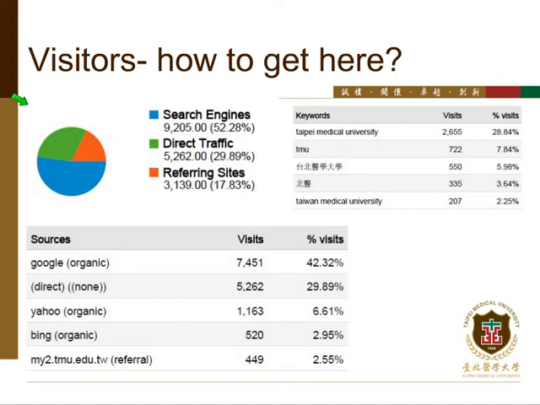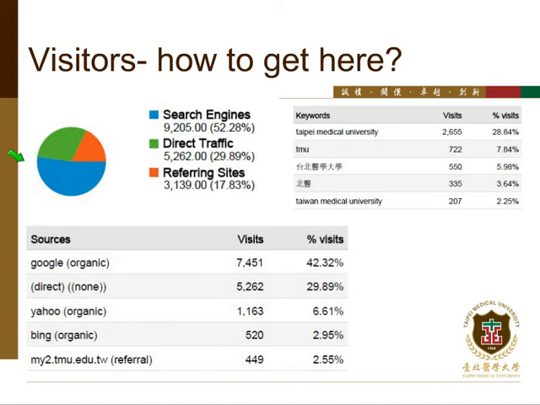So the other website probably has a link on it, and then they click that link and it links to this site. Okay, that's the referring site. So for our site, the search engine is the major part. This is the official website of Taipei Medical University. Most people don't know our URL, so they just use the search engine to search for our site and then come here.